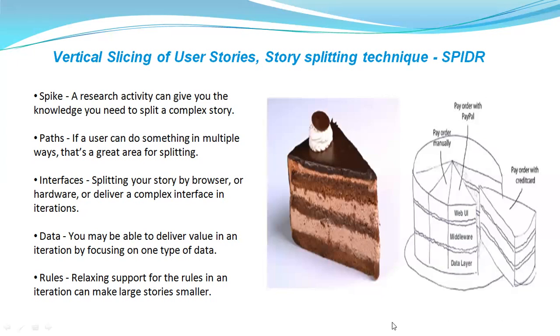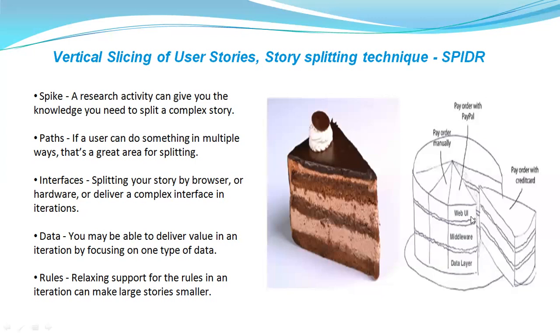Okay. And you can see this diagram also. The reason why I am telling you we need to slice these user stories vertically is that if you are vertically slicing your stories, then only you will be able to get a done product increment. What is a done increment? You'll be getting an entire functionality completed. You can see this diagram.